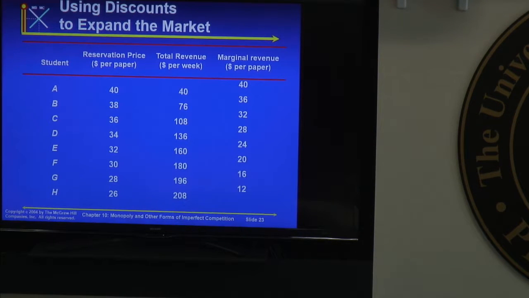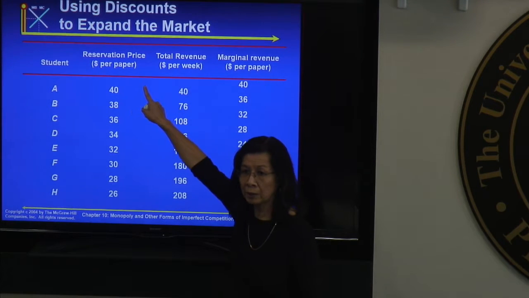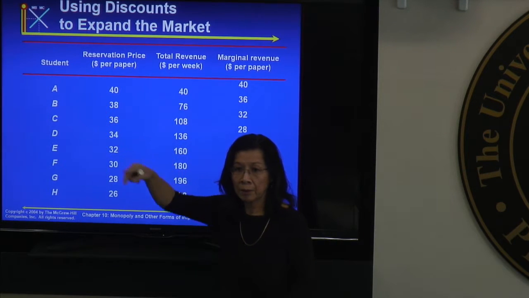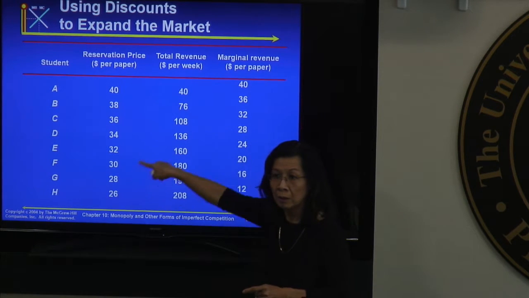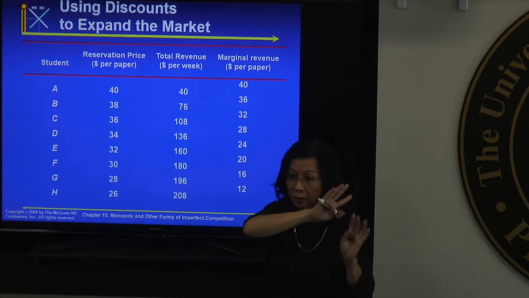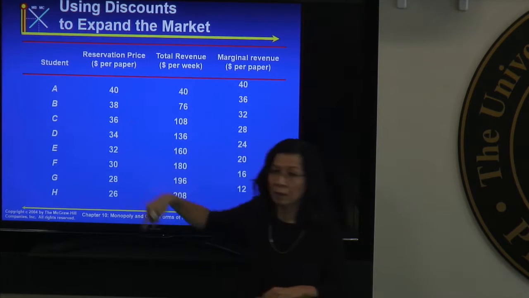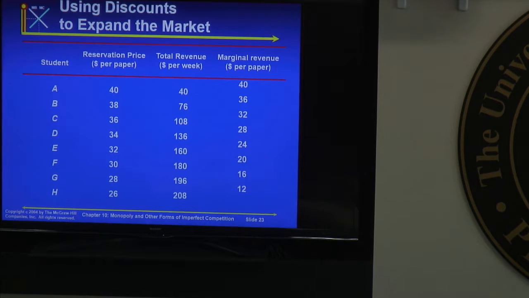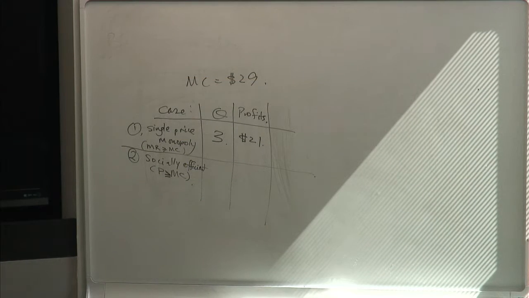So if you go by price equal to marginal cost, you will look at all the reservation prices here, okay? Because we want P equals MC, so here's your P. Your MC is $29, that stays the same throughout. So how many can you serve now? You could serve 6.